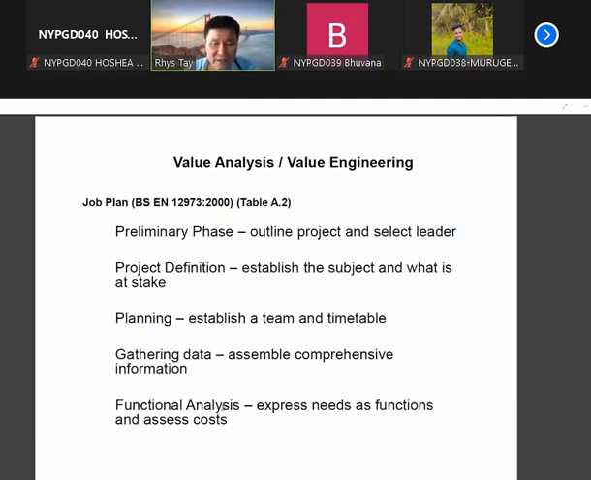So functional analysis expresses the need as a function and assesses cost. Functional analysis talks about each department in terms of their function, whether it has sufficient manpower to cater for the function of the department, and also assesses the cost incurred. Normally these people are engineers and managers. Okay.